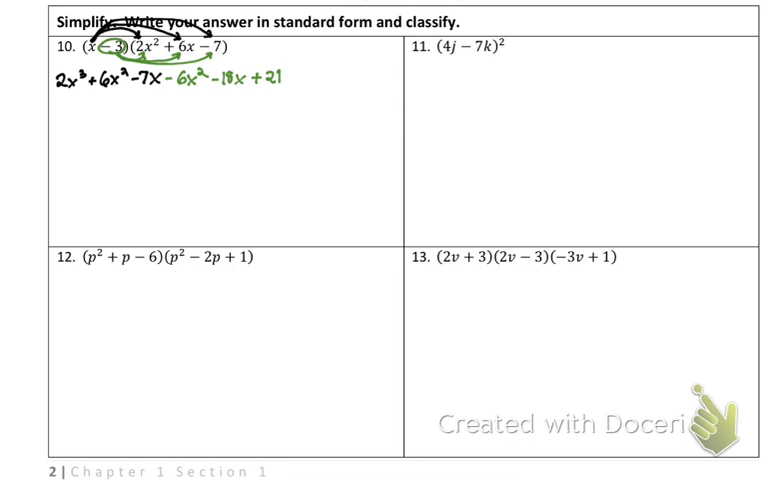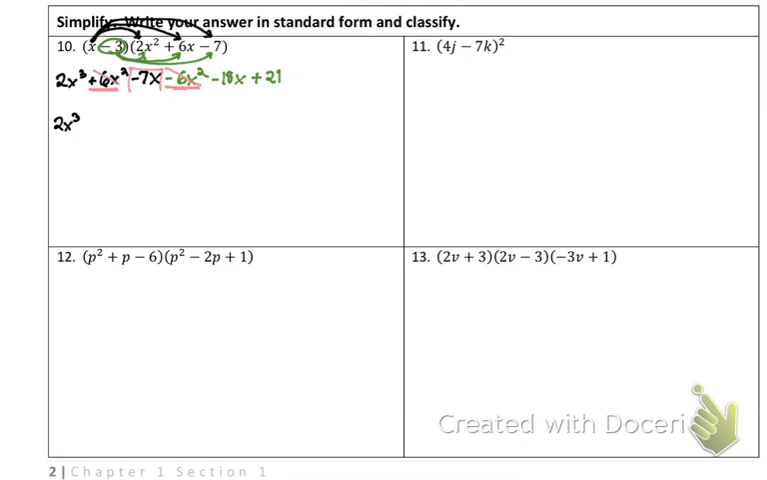Now we just smoosh together our like terms. There is no like term for 2x cubed. There's just one x cubed, so we'll write 2x cubed. It looks like these actually cancel out, because I have this positive 6x squared and this negative 6x squared, so those just cancel out.